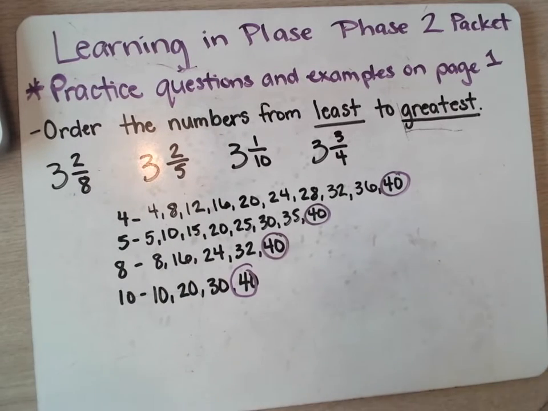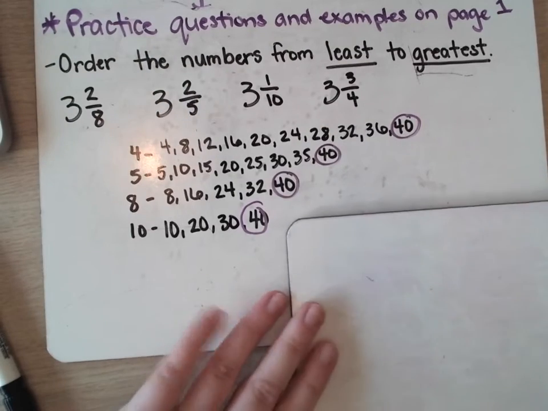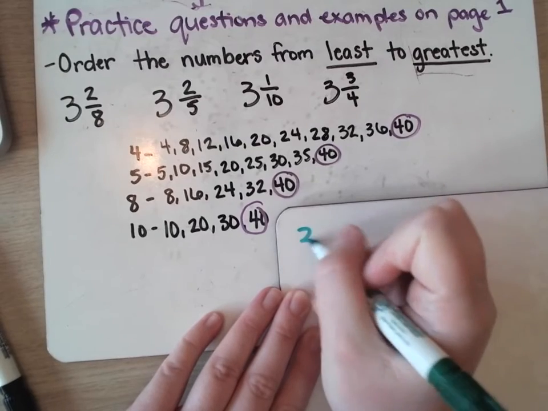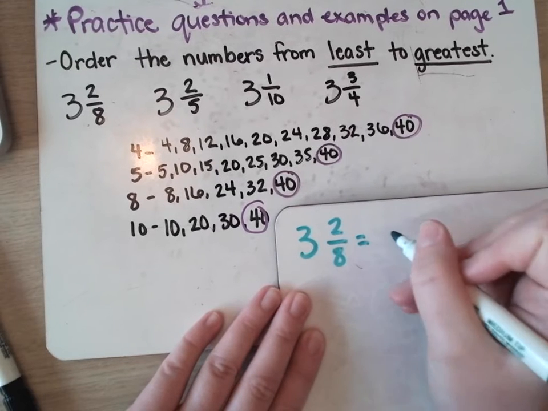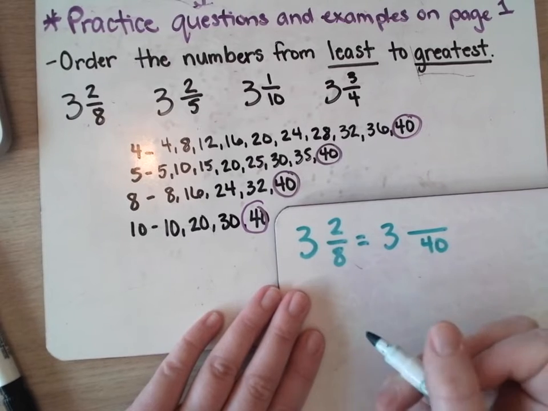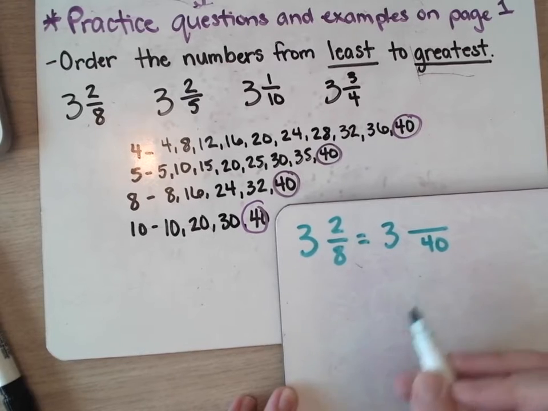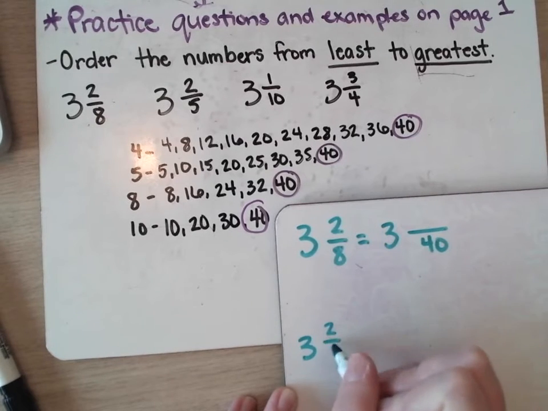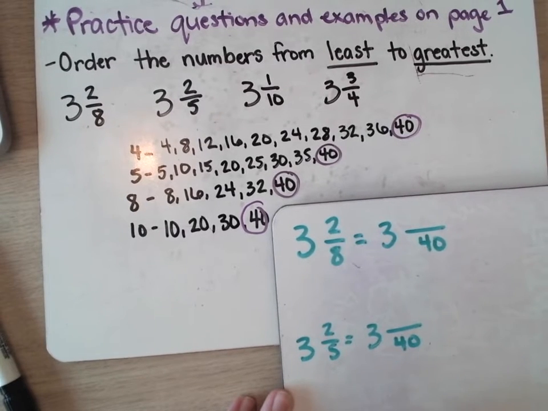Now I need to set up my new fractions. So I'm going to move this up a little bit. I'm going to use a new board now. For 3 2/8, my new denominator is going to be 40. So I'm going to carry over my 3. I'm going to set it up with the denominator of 40. I'm going to set up all my fractions first, and then I'm going to go back and figure out how I get to 40. 3 2/5 equals 3 and a new fraction with a denominator of 40.